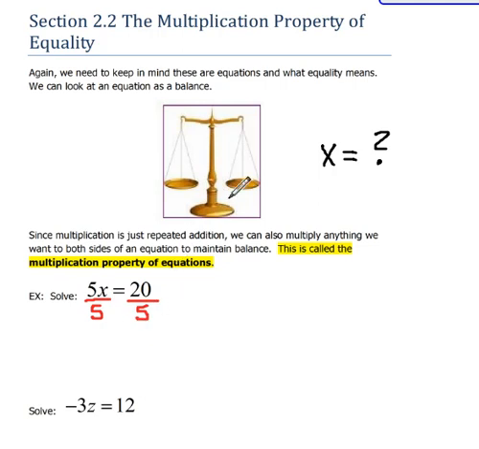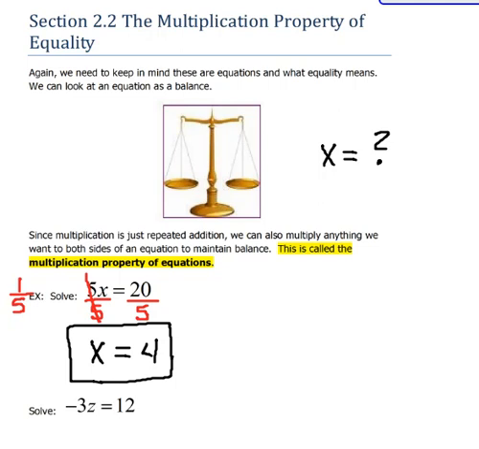And I know that our property doesn't say anything about dividing, but multiplying or dividing by the reciprocal are the exact same thing. So really what we're doing here is we're actually multiplying both sides of this equation by 1/5, which is the same thing as dividing by 5. Alright, so when we do this, 5 divided by 5 is 1. So all we're left with on the left-hand side of this equation is x equals, and on the right-hand side we have 20 divided by 5, which would be 4. So our answer would be x equals 4.